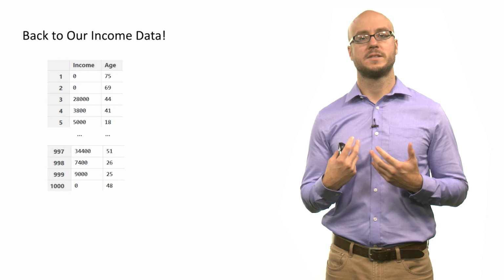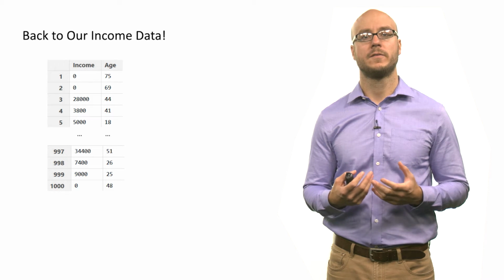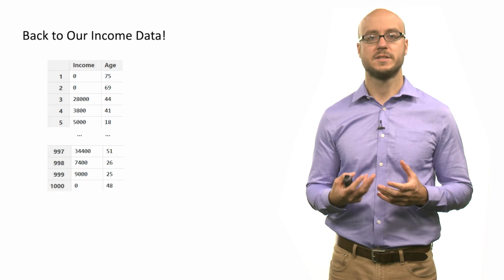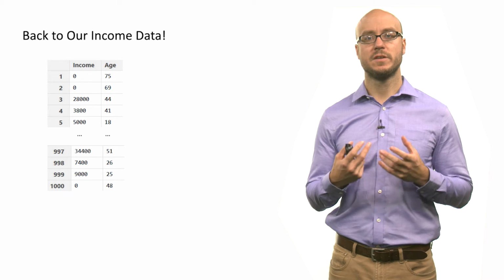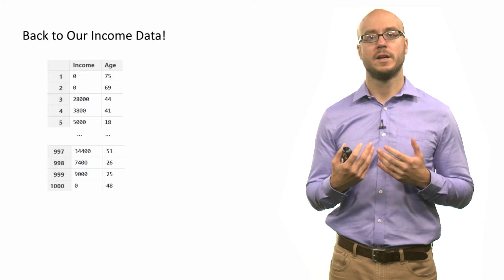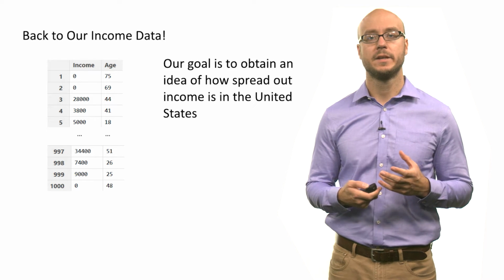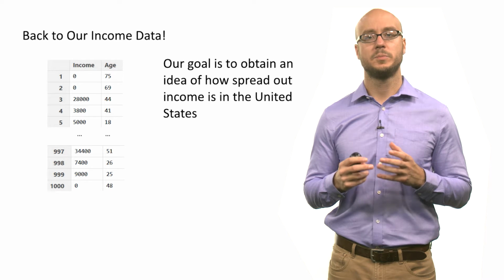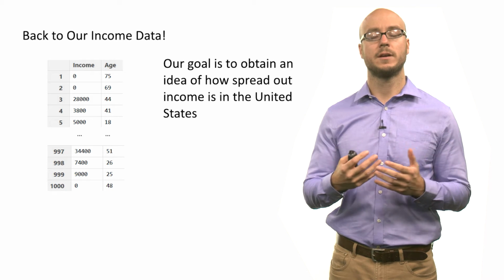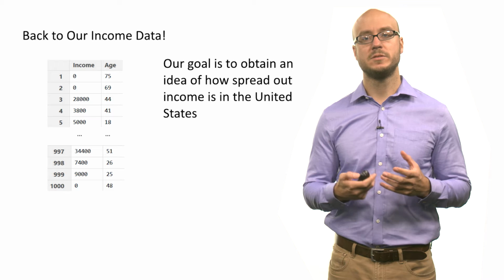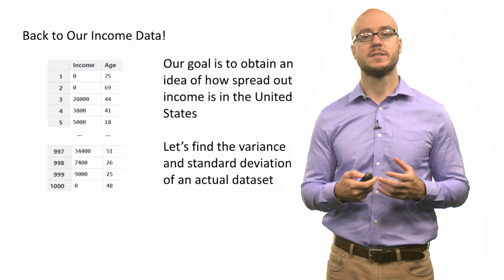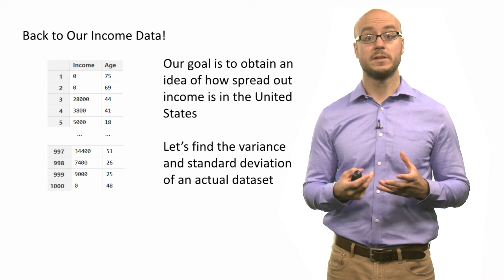Now that we've discussed the conceptual background for the variance and standard deviation as measures of the total variation in our set of observations, let's turn to our income data again. Our goal here is to obtain an idea of how spread out the income is in the United States. And we're going to use these measures of variance and standard deviation. So let's calculate the variance and standard deviation of this data set.